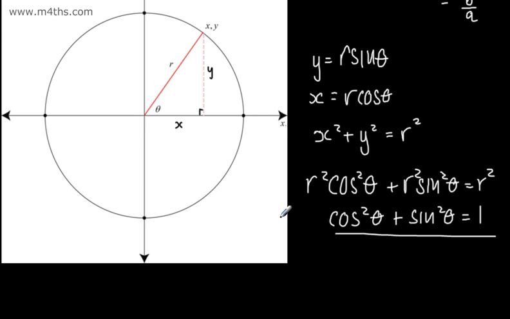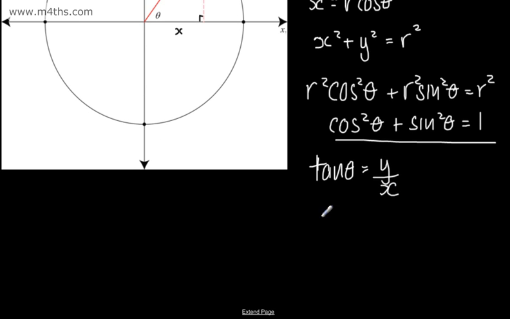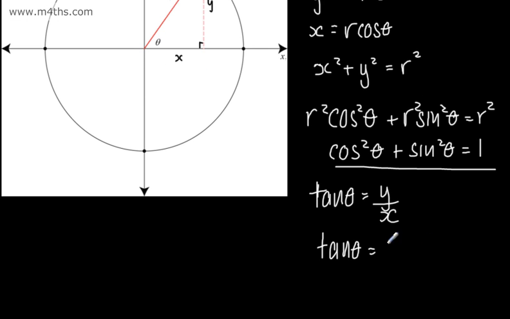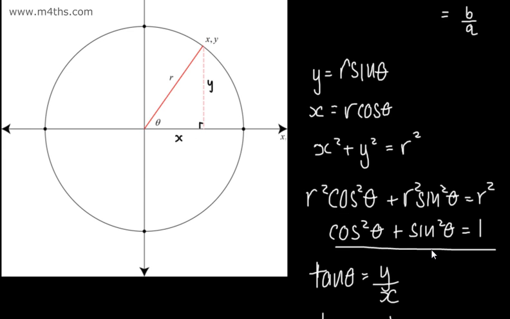So if we look now, tan theta, based on my diagram, is going to be the opposite over adjacent, which is going to be y over x. So what we can say then is that tan theta is going to be equal to y. Well, y is r sine theta, so r sine theta over r cos theta. The r's are going to cancel, and we can see now it's sine theta over cos theta.